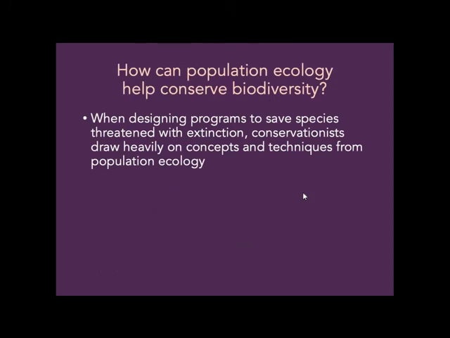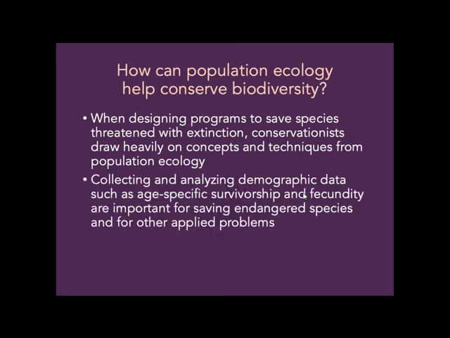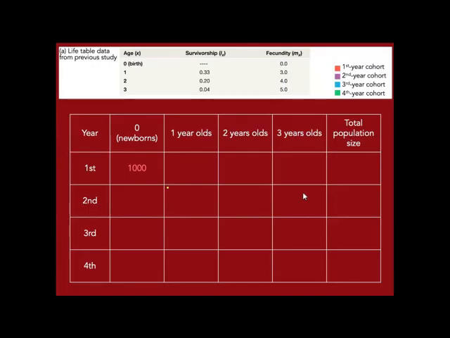So when we design programs to save species threatened with extinction, conservationists can draw heavily on these concepts and techniques from population ecology. So when we want to do this, we need to collect and analyze demographic data like age-specific survivorship and fecundity in order to save endangered species and also to apply to other kinds of population-based problem solving. All right, so we're going to do this together as a class. So I'm going to skip this for now.